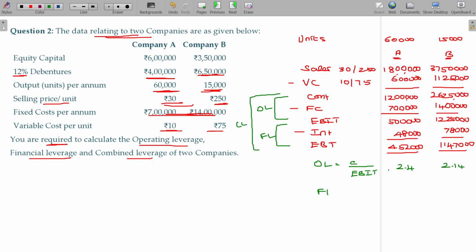Then financial leverage is equal to EBIT by EBT. EBIT by EBT. 1.11 and 1.07. Combined leverage is equal to contribution by EBT. Or you have to multiply these two to get this one. 2.66. 2.29.